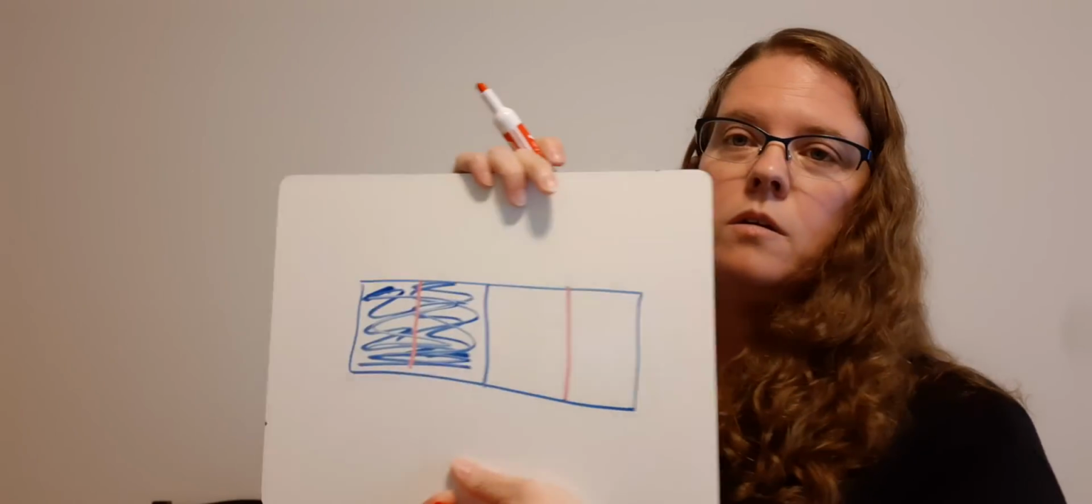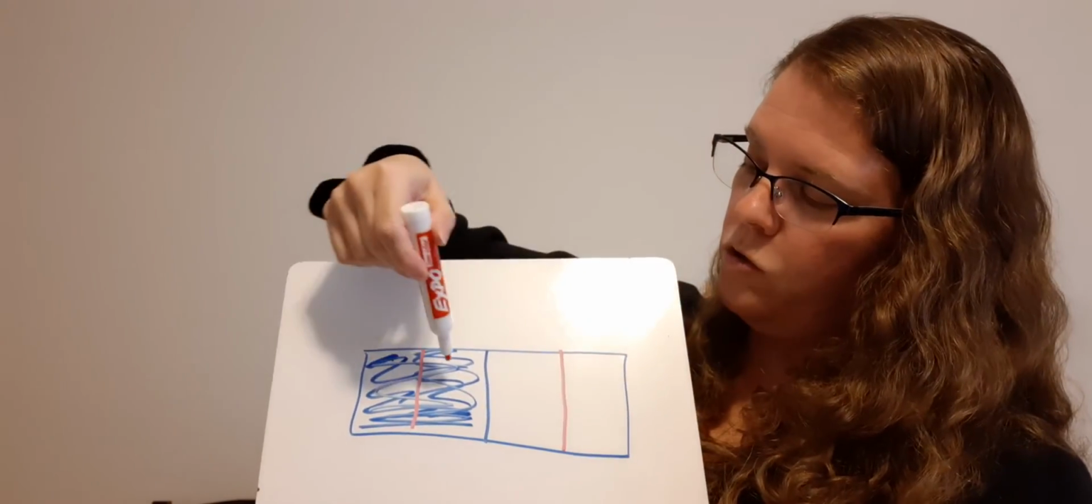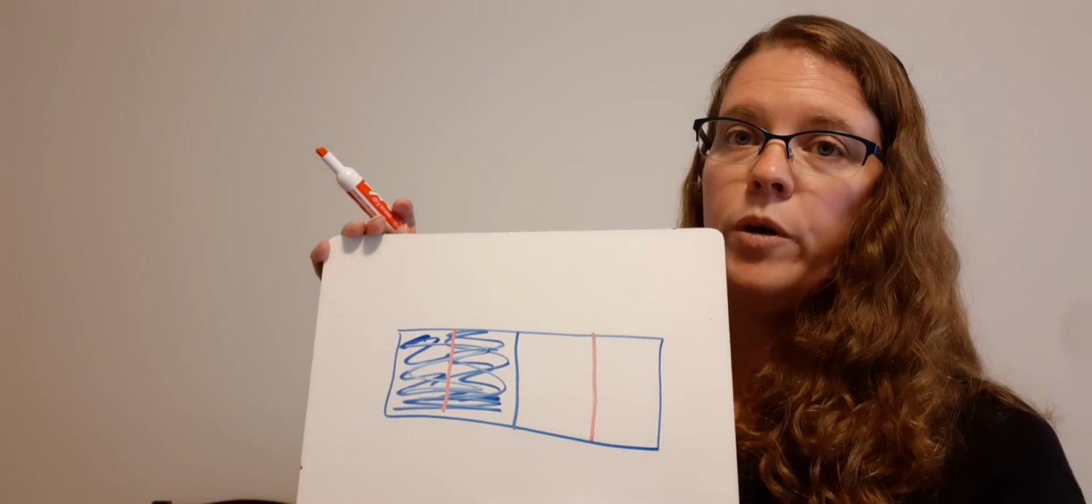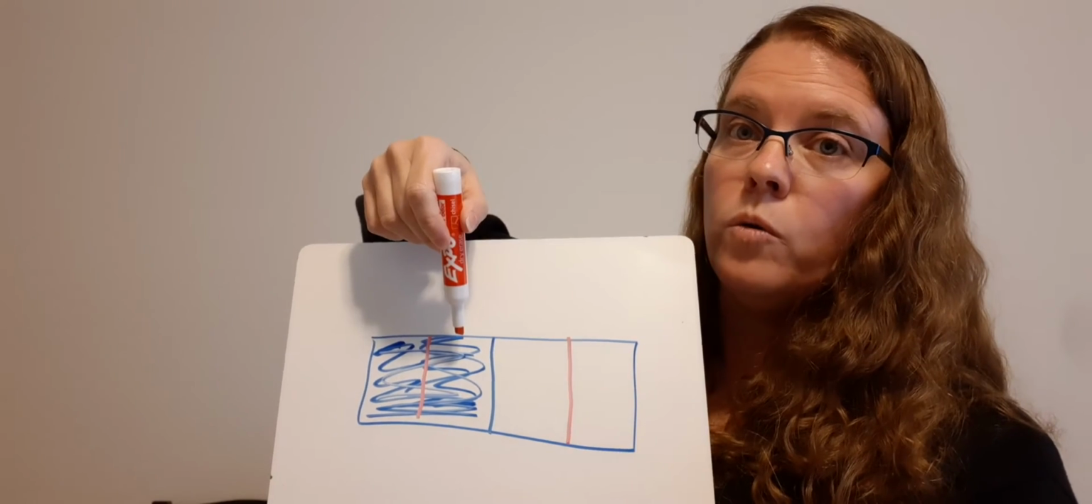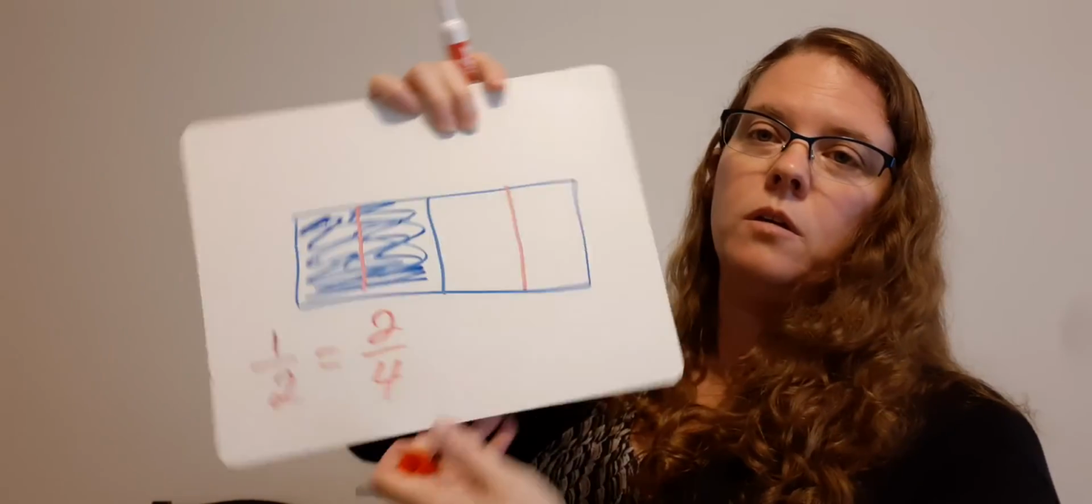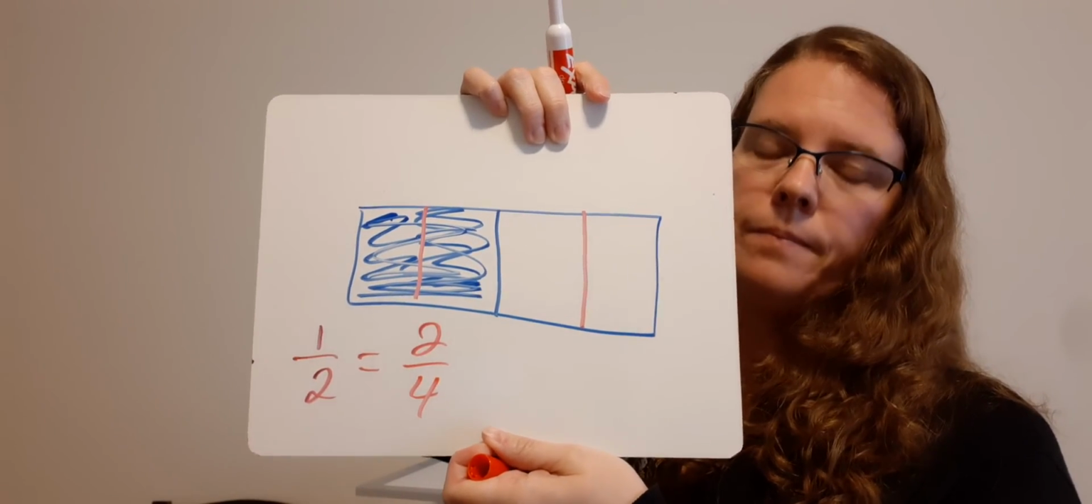Let me get a different color marker so I can show you what they showed you. All right, so if I take my red marker and I'm going to break it into fourths. See my fourths? I have 1, 2, 3, 4. So I broke it into fourths. Now, how many of my fourths are shaded in? 1, 2. So 1/2 is equal to 2/4, right?